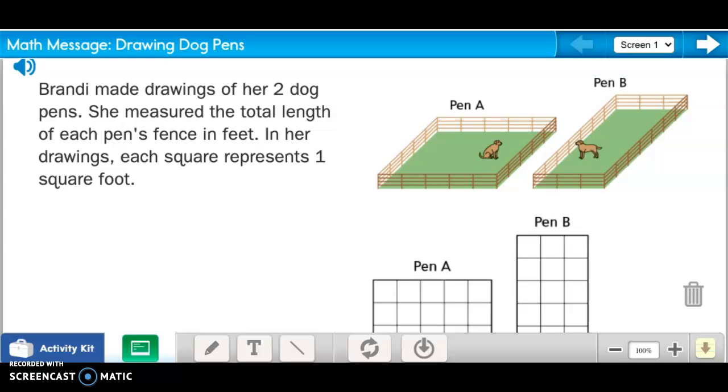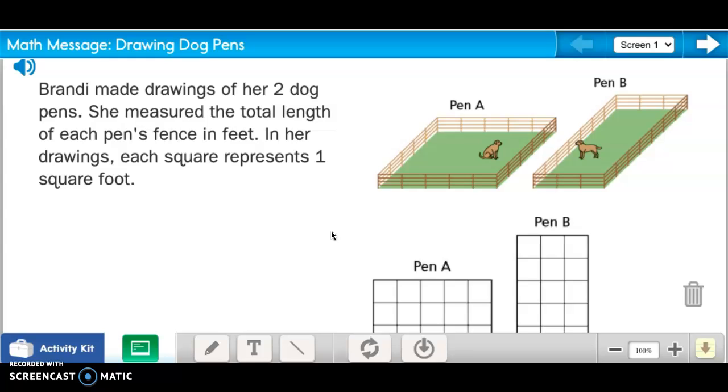We've been talking about perimeter and area. Remember, perimeter is when you add all the sides, the around, measuring around a shape, and area is measuring in the shape. Don't get those two things confused.